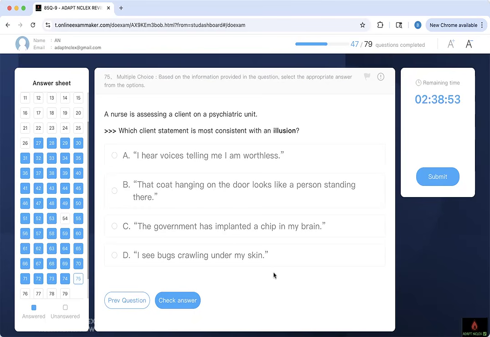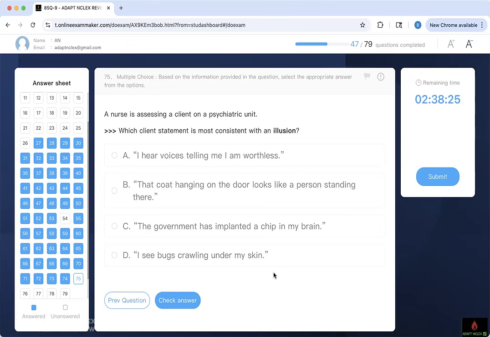I hear voices telling me I'm worthless. The coat hanging on the door looked like a person standing there. The government has implanted a chip in my brain. I see bugs crawling under my skin. You see, I said perception on the skin, hearing, vision is hallucination. When you have fixed thought is what? Delusion. But what is illusion?